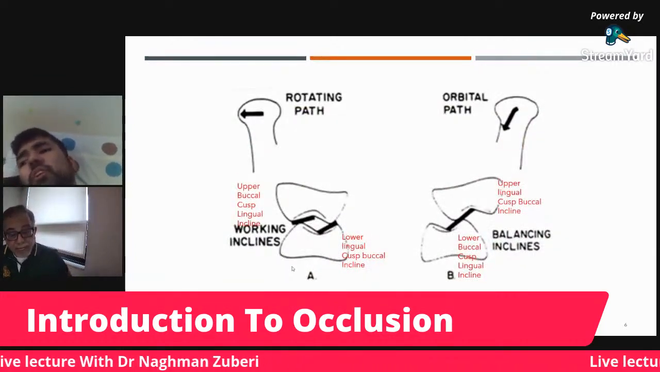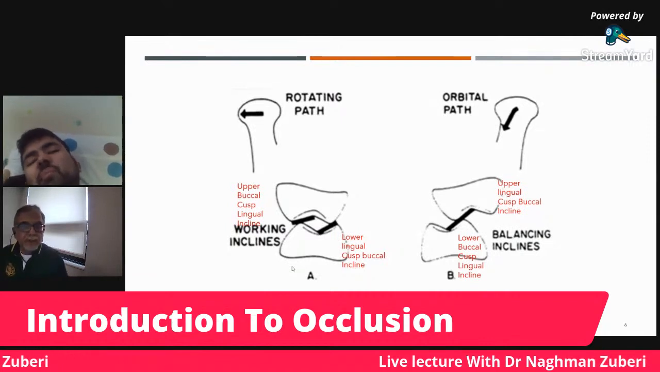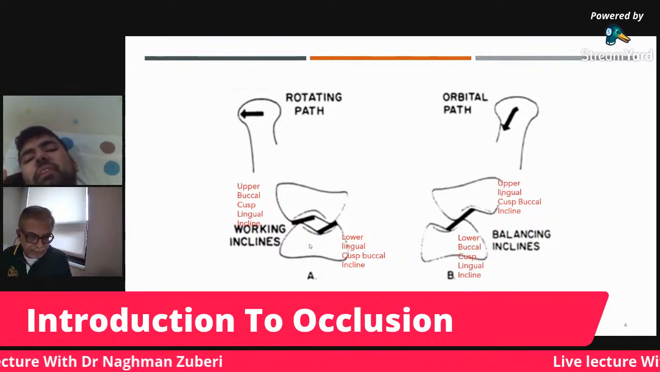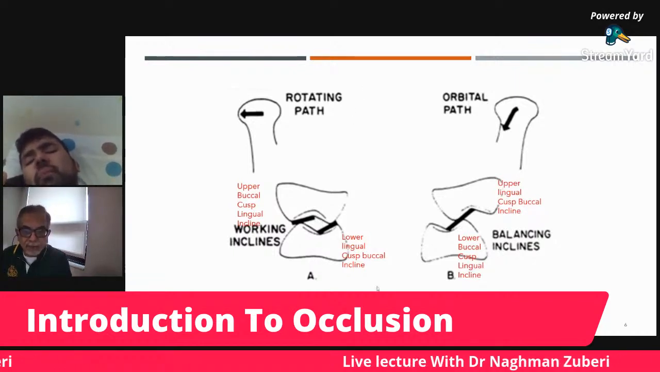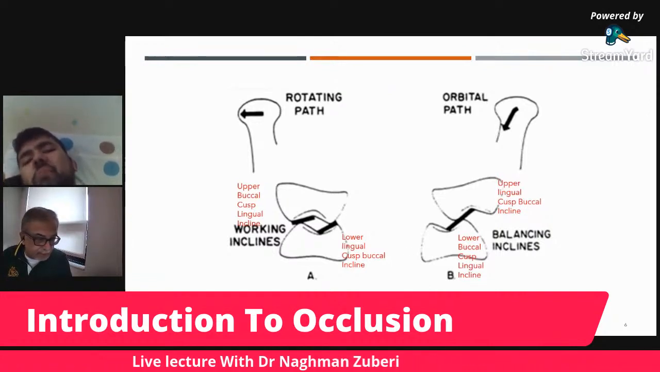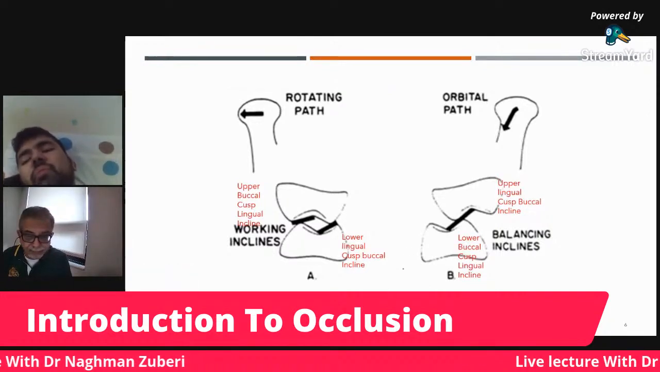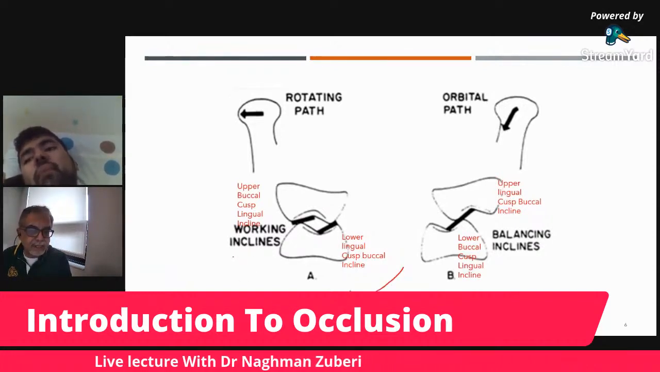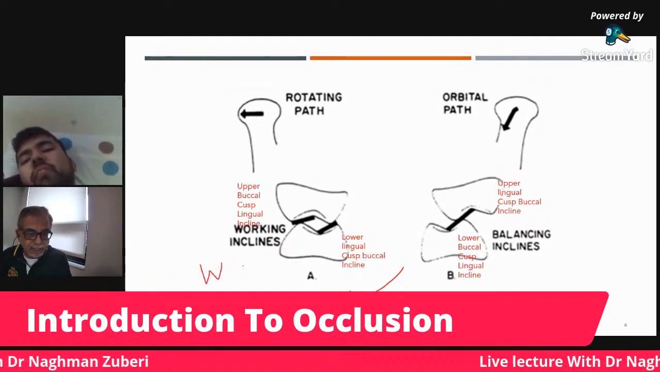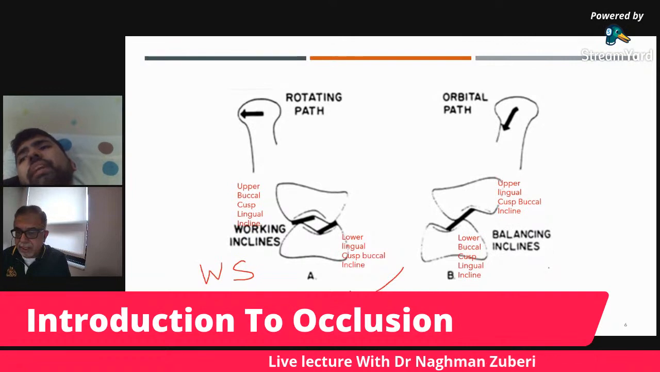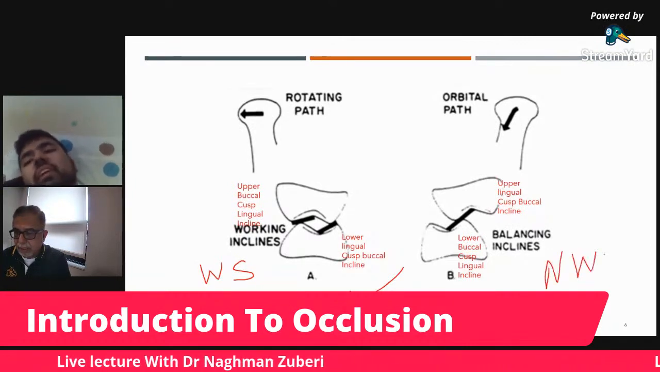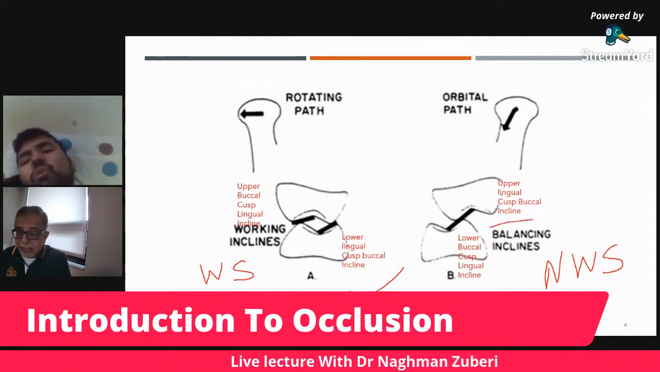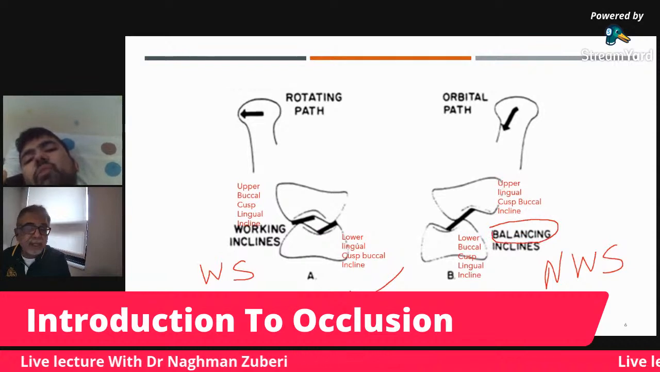When the mandible moves from the centric position into any of the laterotrusive positions, say in this case it is moving in this direction, this side is known as the working side and this side is the non-working side. The non-working side is also known as the balancing side.